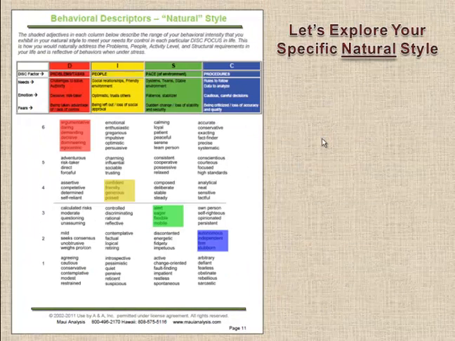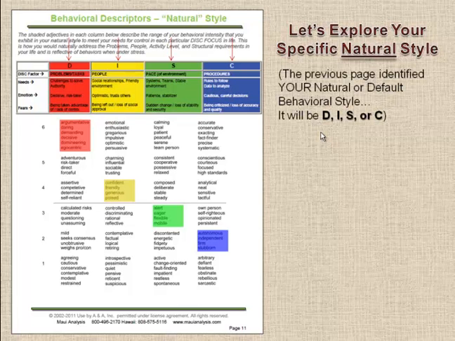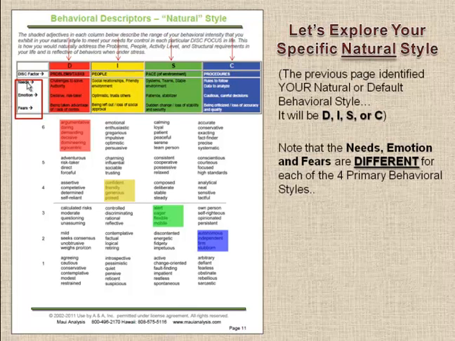So let's take a look at your specific natural style. And you'll see that each of the four factors, the D, the I, the S, and the C, are listed here. It will show you which of the four patterns you plot in, and what the primary needs are of this pattern, and they're going to be different for the four styles.